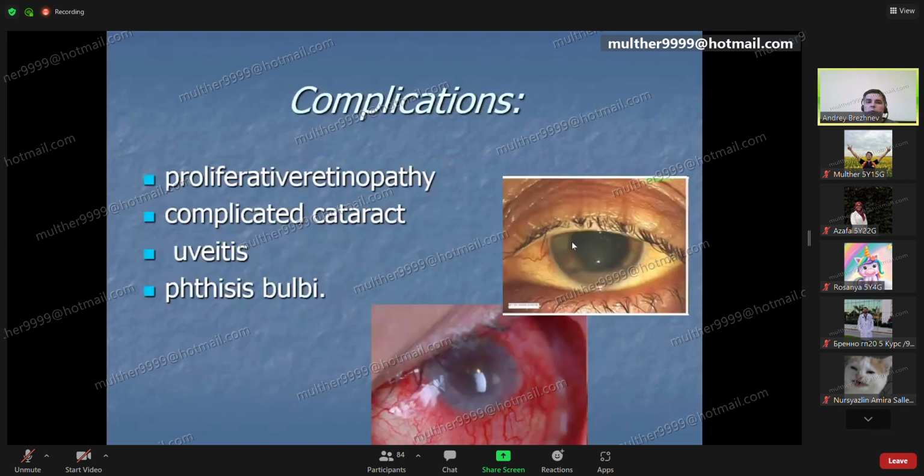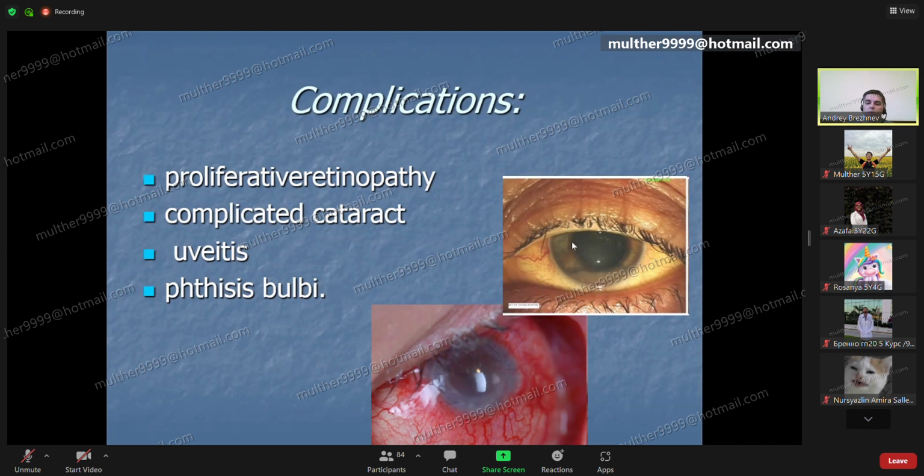Several words about the possible complications: proliferative retinopathy, complicated cataract (opacity of the crystalline lens), uveitis (inflammation of the uveal tract), and phthisis bulbi, when the eyeball decreases in size, sort of shrinking in, with hypotony, with a small intraocular pressure, with the loss of all the visual functions, and the risk of the development of sympathetic ophthalmitis. In this case, it's necessary to remove the eyeball to prevent more severe complications, which can involve the normal eye.